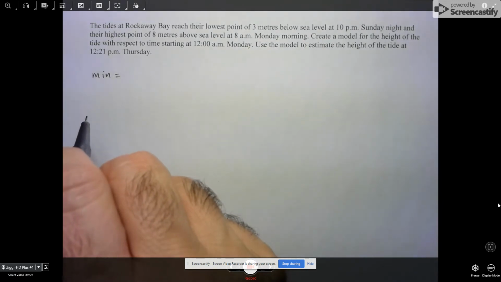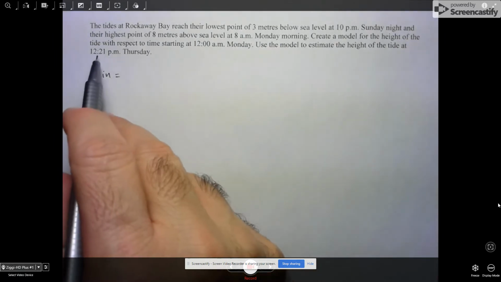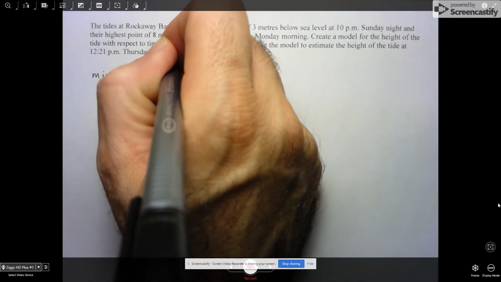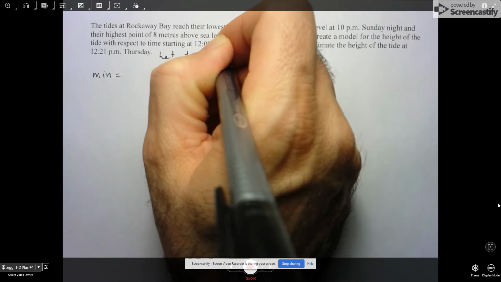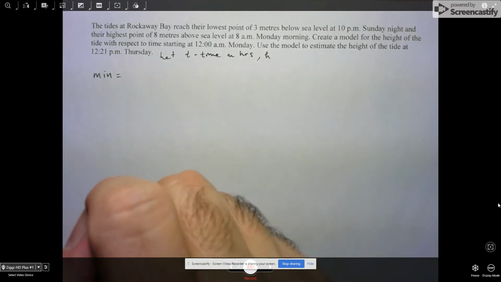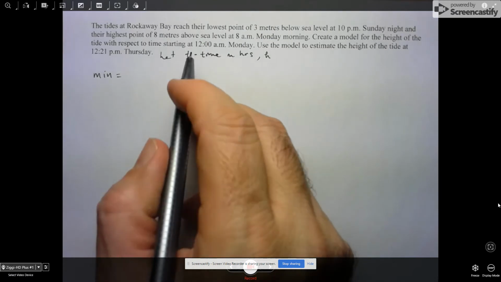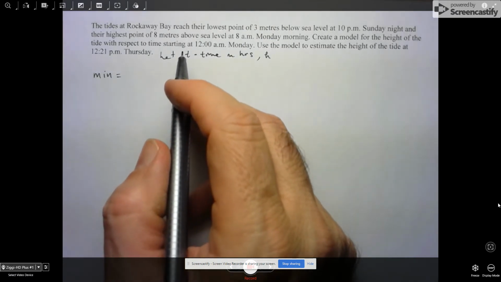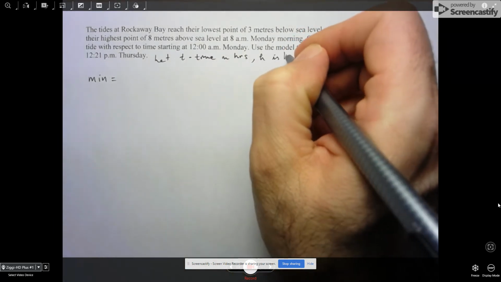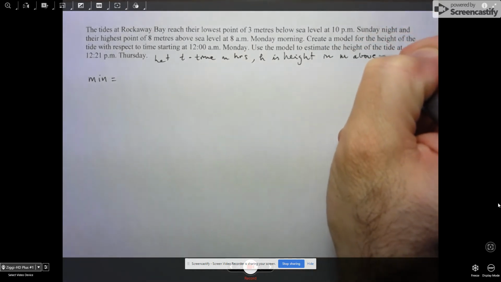I would say the best thing to use for time would be time in hours, okay? Because here, once I get to 12:21 p.m., I think I'd rather do that than work with days. So I'll say let t be time in hours, okay? And we'll use h for our output variable, and we'll make it height, and we'll make it with respect to sea level, since that's what the heights are given as. So height in meters above sea level.